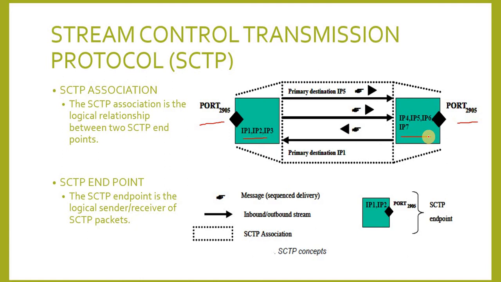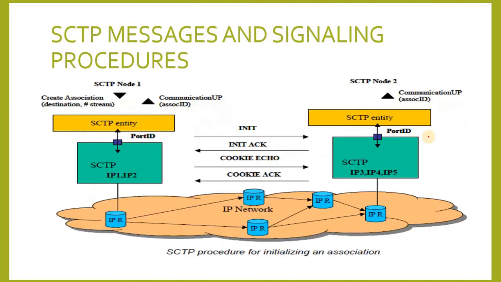SCTP messages and signaling procedures. The protocol data units of SCTP are referred to as SCTP packets. If SCTP runs over IP, then the SCTP packet forms the payload of an IP packet. The transport addresses for the SCTP endpoint are in reality the source and destination addresses used as the header for the IP packets. SCTP signaling procedures.